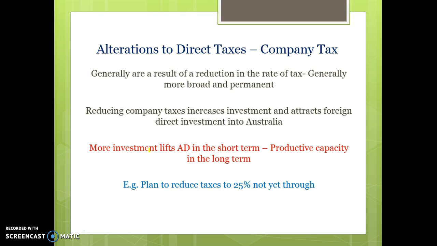Direct taxes can also be changed to try and affect the policy mix. So for example, the government might reduce company taxes. That promotes investment spending. It also attracts foreign investment, which are both good for productive capacity in the long term. They also stimulate aggregate demand in the short term because they promote investment, but in the long term, the more businesses invest, the more productive they are, and that boosts our long-term sustainable growth.